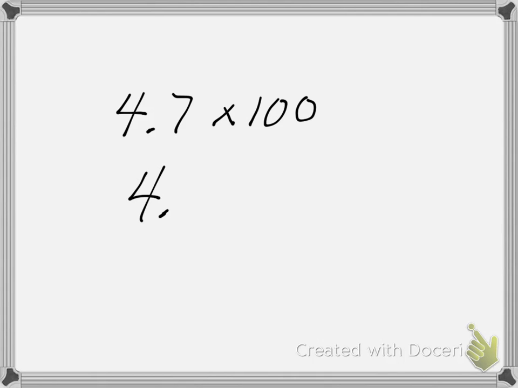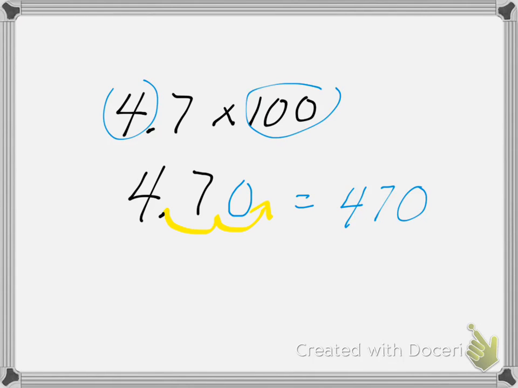Now, sometimes when we're multiplying, we might end up with a number like 4.7 times 100. So we're going to take our 4.7 and we have to move it 2 places over, and we just put in a 0 into that place, so we get 470. And if we just estimated this, 4 times 100 is around 400, which is what we have there.